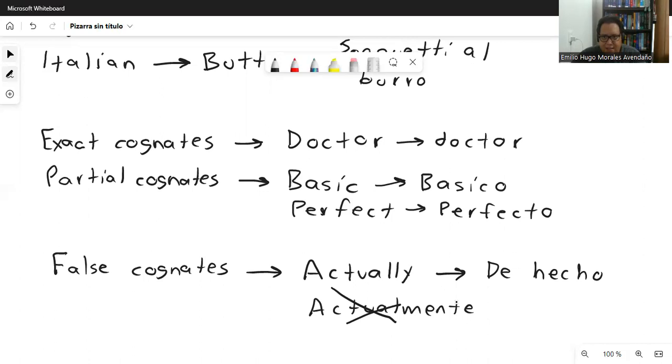And it's just necessary to have contact with people of English language, who speak English language.